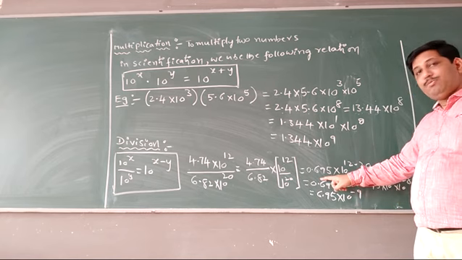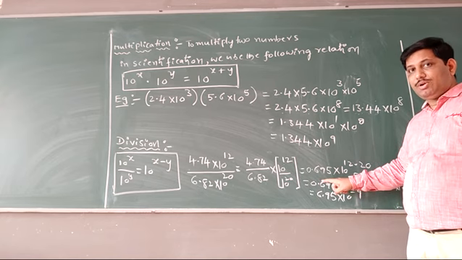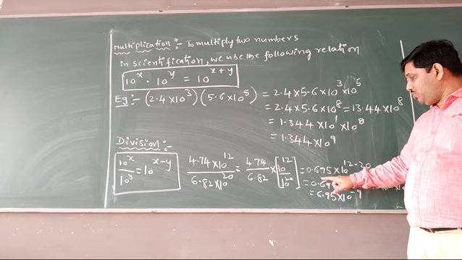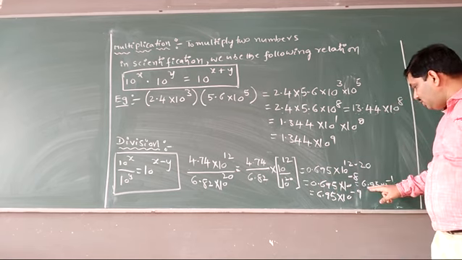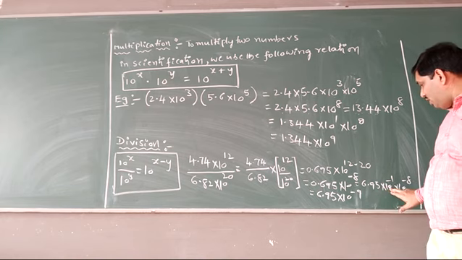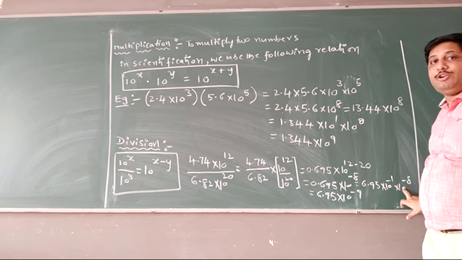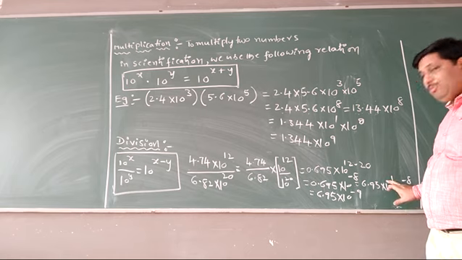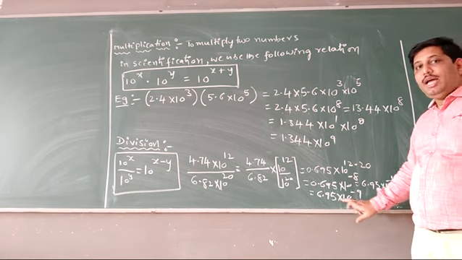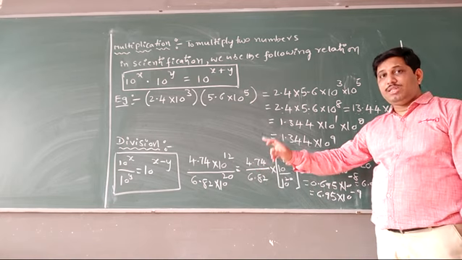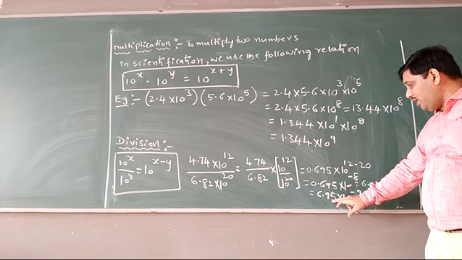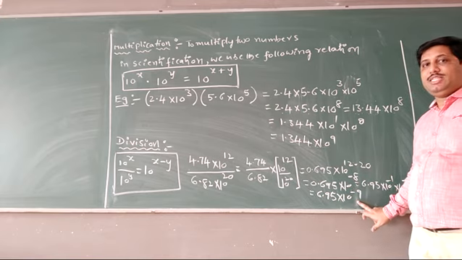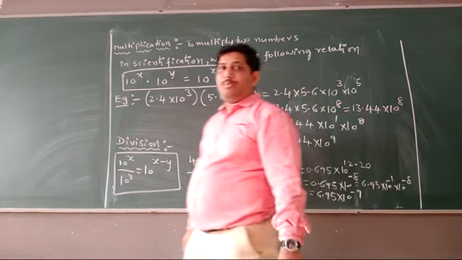Hence, the decimal point moves towards the right according to the concept. If the decimal point moves towards the right one place, then -1 is the power of 10. That is 6.95 into 10 to the power of -1 into 10 to the power of -8. 10 to the power of -1 and 10 to the power of -8 is nothing but 10 to the power of -9. Hence, the final answer of the division of the following set of numbers is 6.95 into 10 to the power of -9.